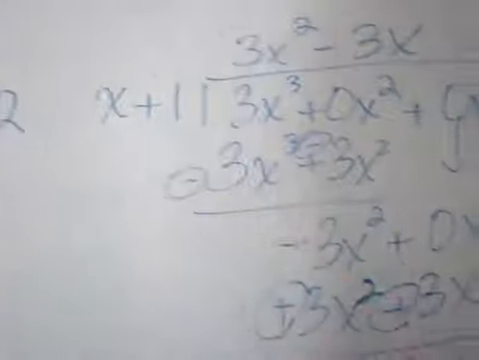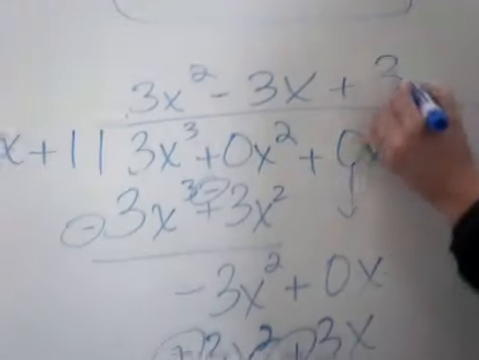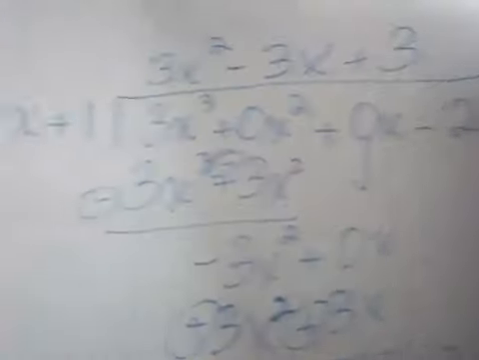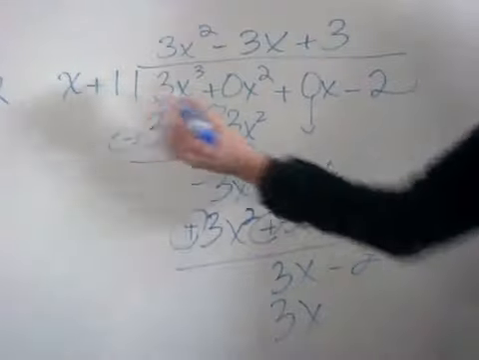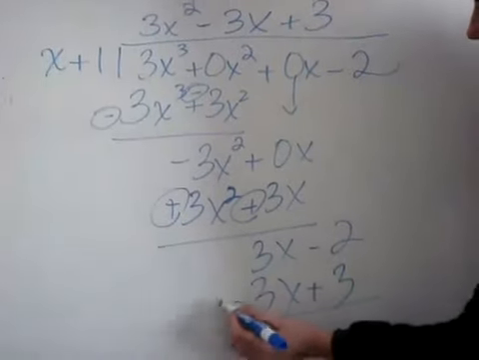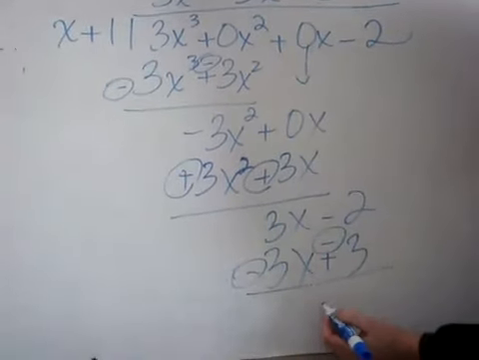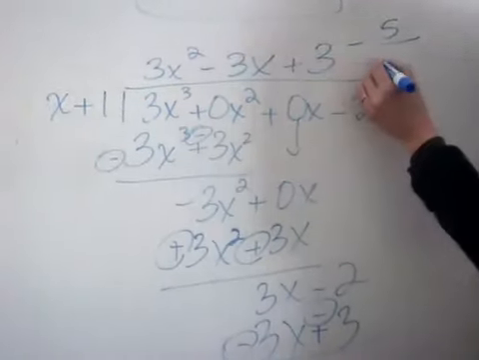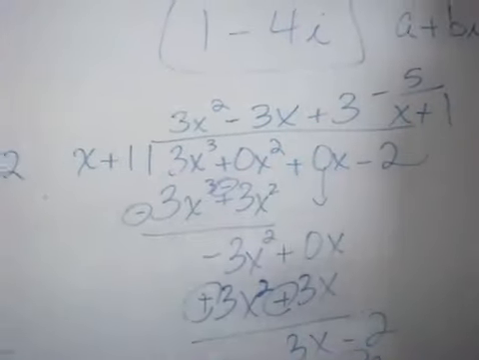Again, what times x gives me 3x? That would be 3. So I get, and I bring down my negative 2. 3 times x is 3x. 3 times 1 is 3, and it's positive. Change our signs and add. And we get negative 5. And we put it at negative 5 over our divisor, which is x plus 1.